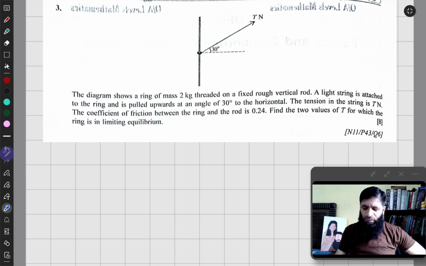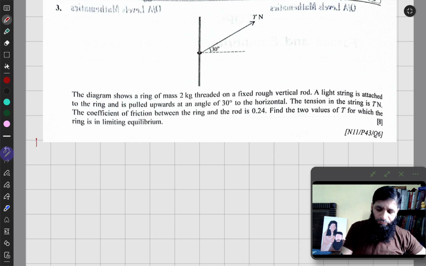Now what is the difference between these two values of T? Sometimes the ring is going upward because there can be two directions for this ring. Sometimes the ring is sliding up, then the force of friction will be downward, and if it is sliding down, the force of friction will be upward. So in first case, let's suppose the ring is sliding up. Ring is about to move up.